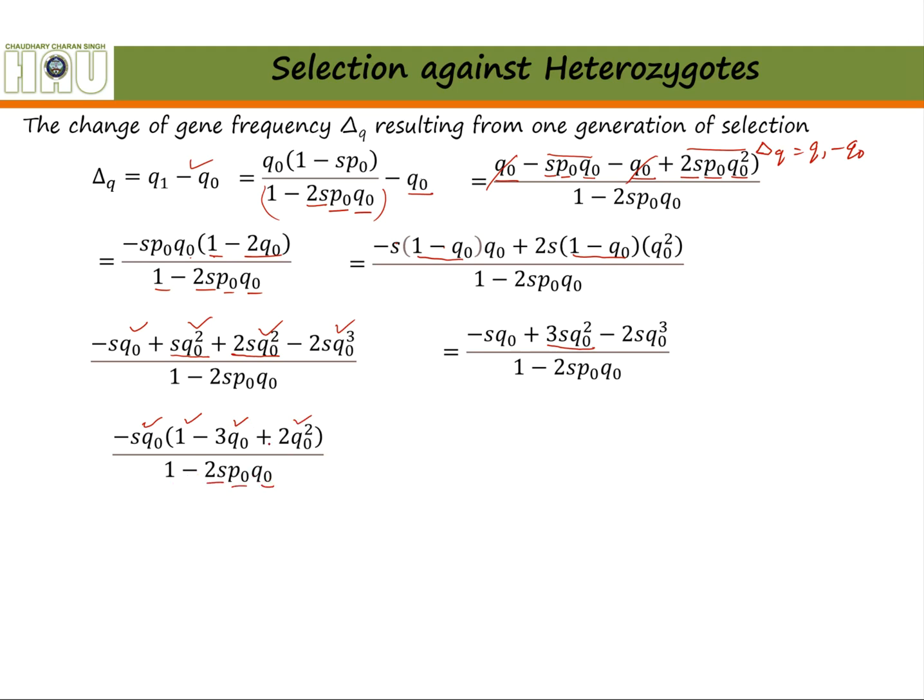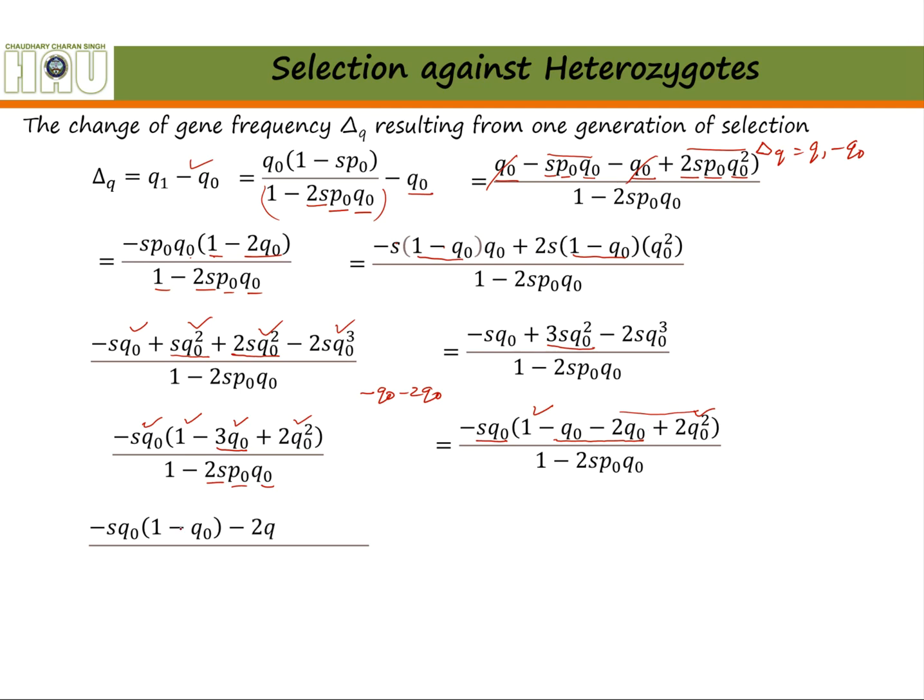So now this 3s can be further bifurcated as say minus Q0 minus 2Q0. So I just write this thing minus SQ0 as such, 1 as such, and this 3Q0 can be written as minus Q0 minus 2Q0 plus 2Q0 square. Now what I take minus 2Q, I can take common from these last two terms.